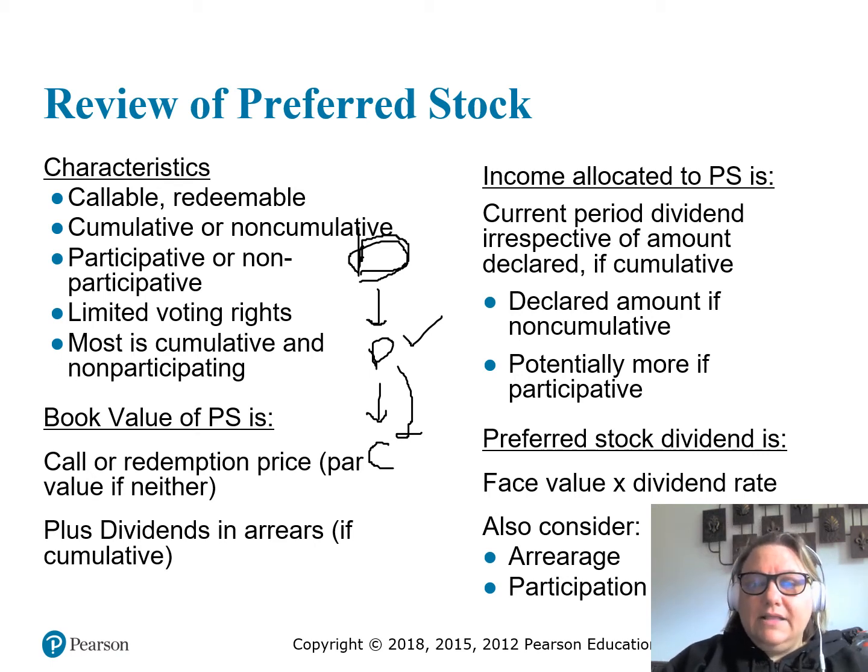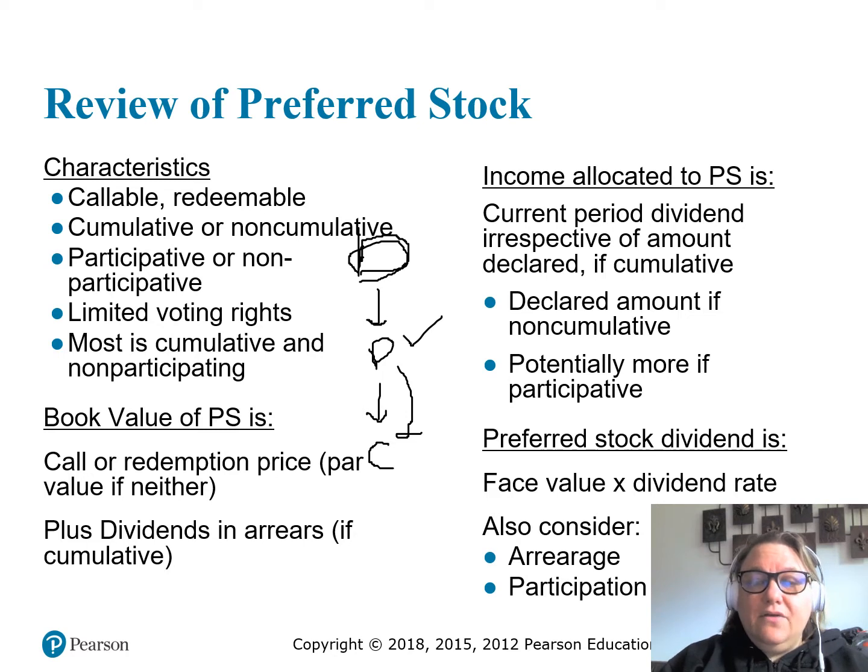Limited voting rights. Common gets to vote. Preferred has very little right. And then there's cumulative. Most of it is cumulative and non-participating. So that means that they get paid every year. They're a little percentage, but they don't participate with common in liquidation.